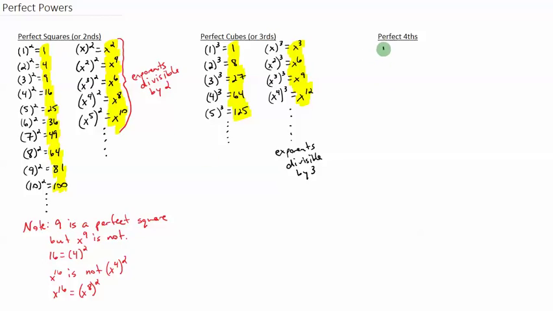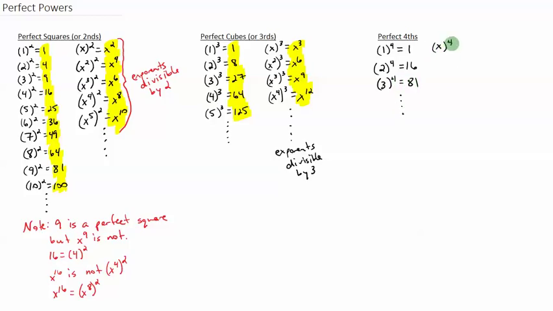Perfect fourths, so I'll do the same thing. I'll raise these things to the 4th power. So 1 to the 4th is 1, 2 to the 4th is 16, 3 to the 4th is 81, etc., etc., etc.